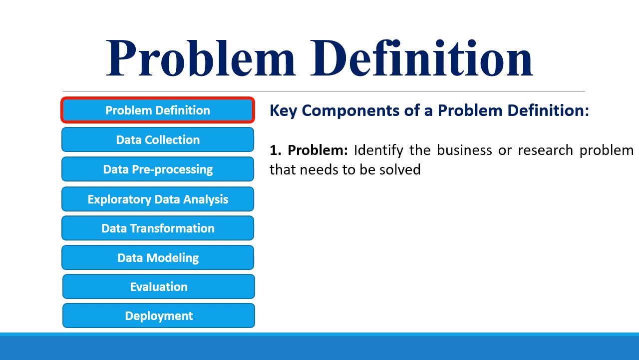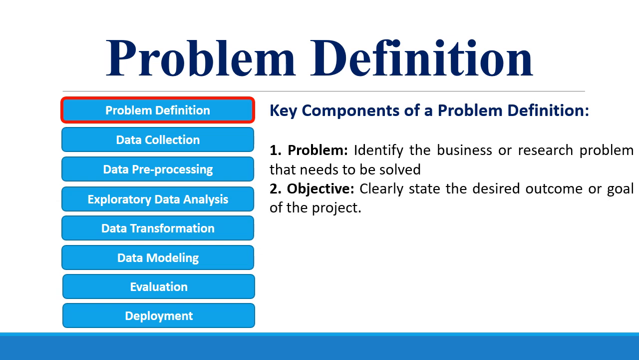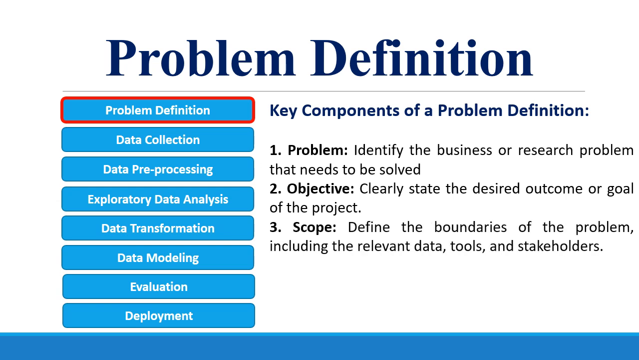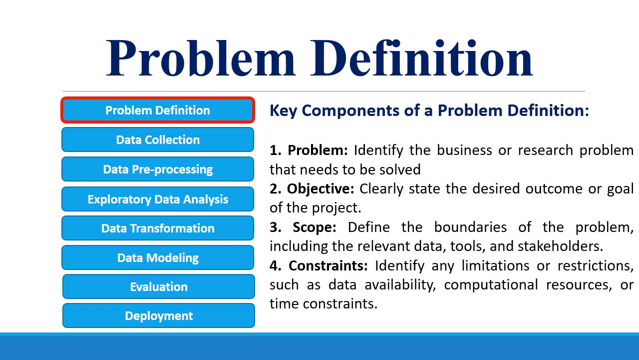Number 1, problem. Identify the business or research problems that need to be solved. Number 2, objective. You have to clearly state the desired outcomes or goals of the project. Scope. Define the boundaries of the problem, including the relevant data, tools, and stakeholders. Constraints. Identify any limitations or restrictions such as data availability, computational resources, or time constraints.